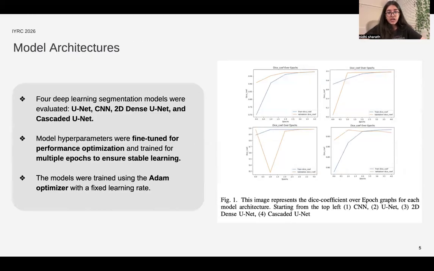As mentioned before, I specifically focused on four deep learning segmentation models: the UNet, the convolutional neural network, the 2D dense UNet, and the cascaded UNet. For these models, certain hyperparameters were fine-tuned to help optimize the performance, and they were trained under a set number of epochs to ensure a stable learning curve. Furthermore, the models were trained using the Adam optimizer with a fixed learning rate. The grid of graphs on the side represents the dice coefficient over the number of epochs for each of the models that I tested.